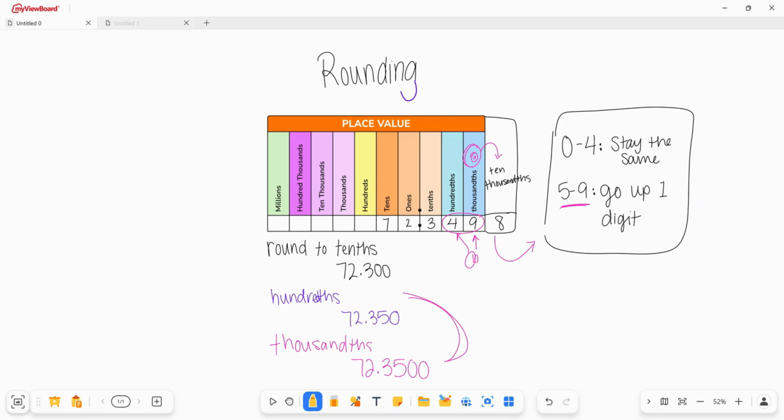Okay, notice these guys wound up having the same exact answer when I rounded them. That's going to happen sometimes. Rounding makes things a little bit less accurate as well.